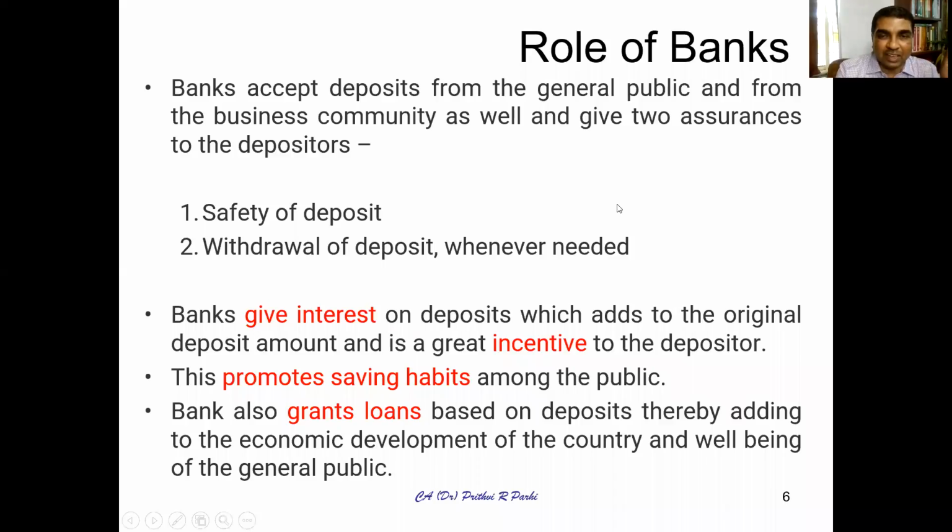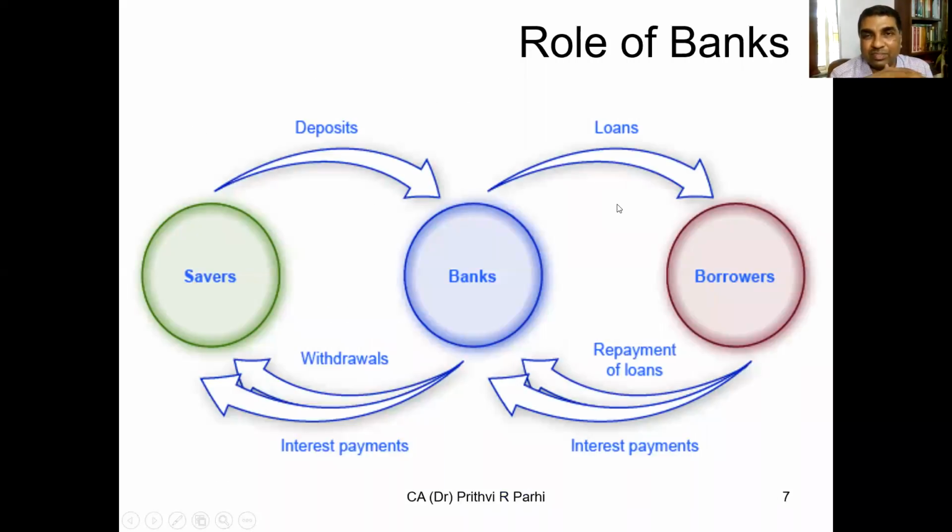Now, if you look at this chart, you can understand how the bank plays a critical role in the financial system. In the financial system, there are people who are savers who save money. They deposit money in banks, and the bank uses the same money and gives it to borrowers. Of course, the bank has its own capital plus depositors' money. The same thing is given in the form of loans to the borrowers.